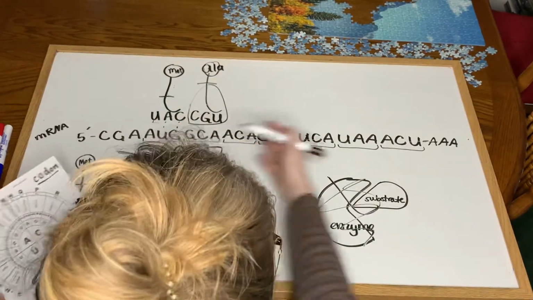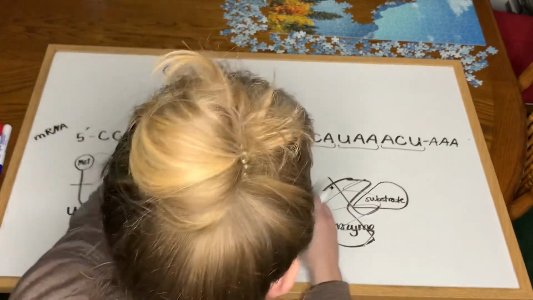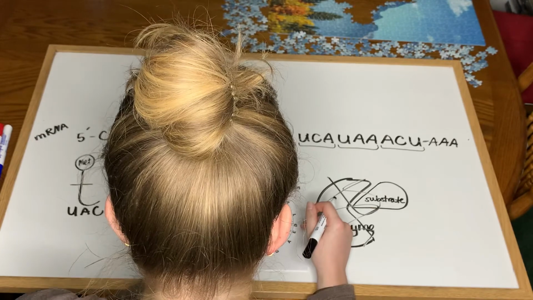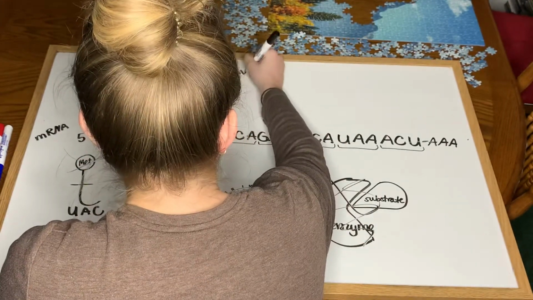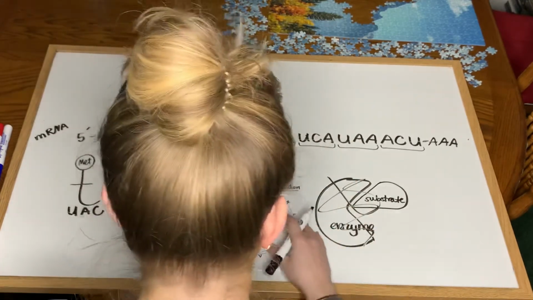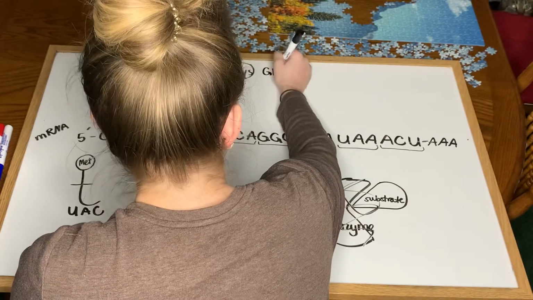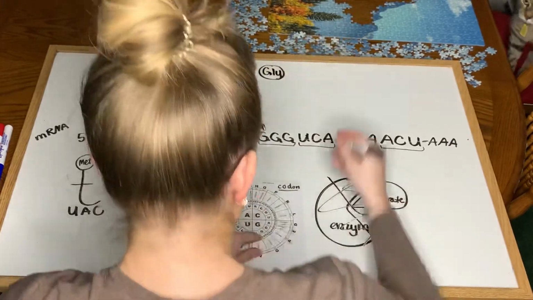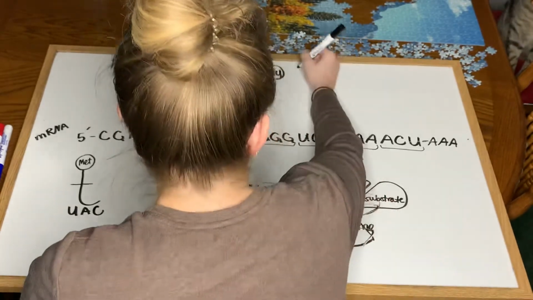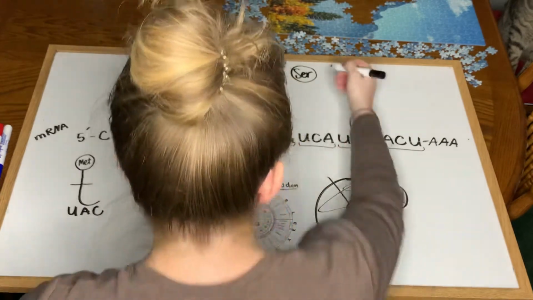I'm not going to do all the rest, but you get the idea. This is your stop codon. I'm not going to show the ribosome moving. I'll do the rest of these. ACA gives you lysine, and that would have its own tRNA and an anticodon and all that. GGG gives you glycine. UCA gives you serine. And UAA is stop.